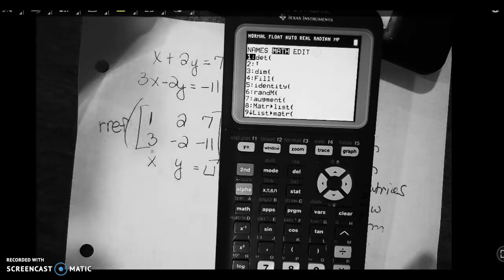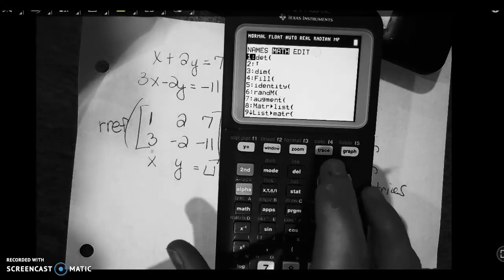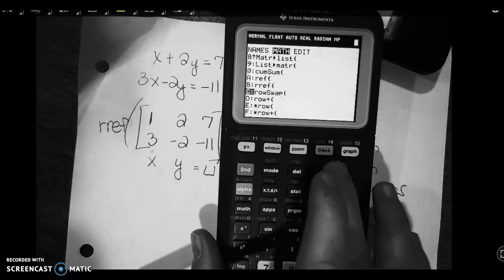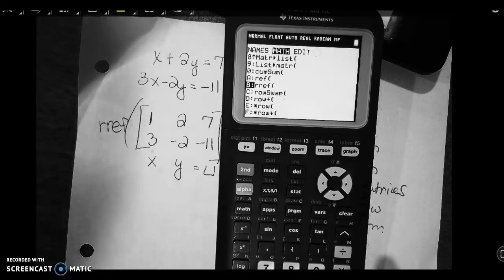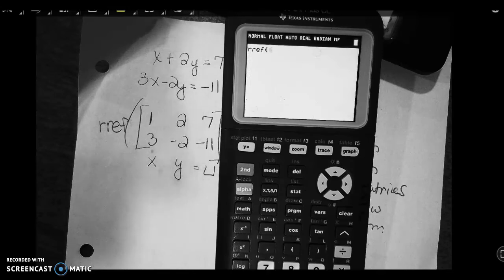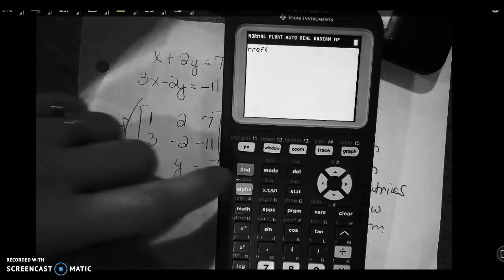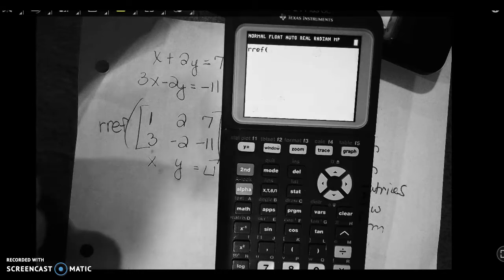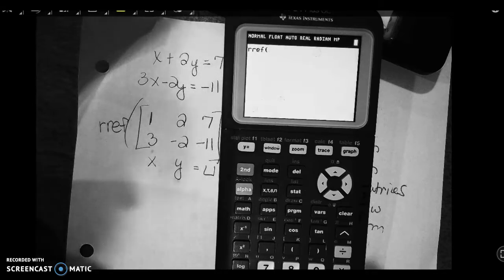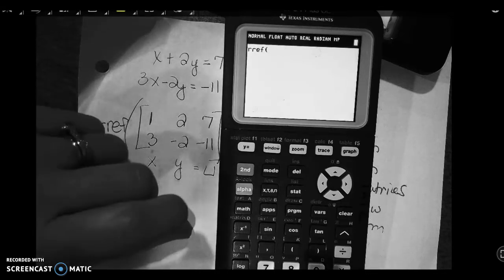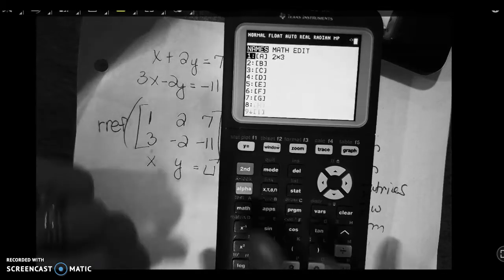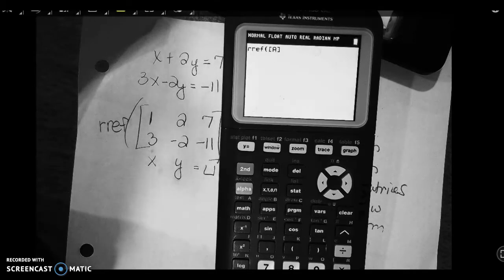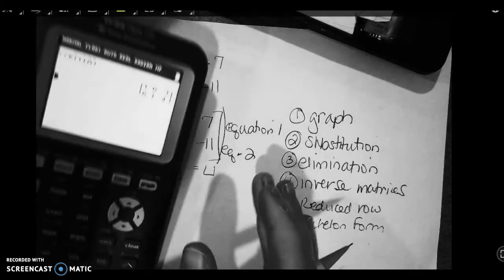over to math. I like to scroll up to RREF, which is reduced row echelon form. Something's wrong with the TV. I'll fix it in a second. So now that I have reduced row echelon form, I want to tell it which matrix to do reduced row echelon form to. So I hit second matrix, and my work's in matrix A, so hit enter. All right, so let's see what we're getting here.